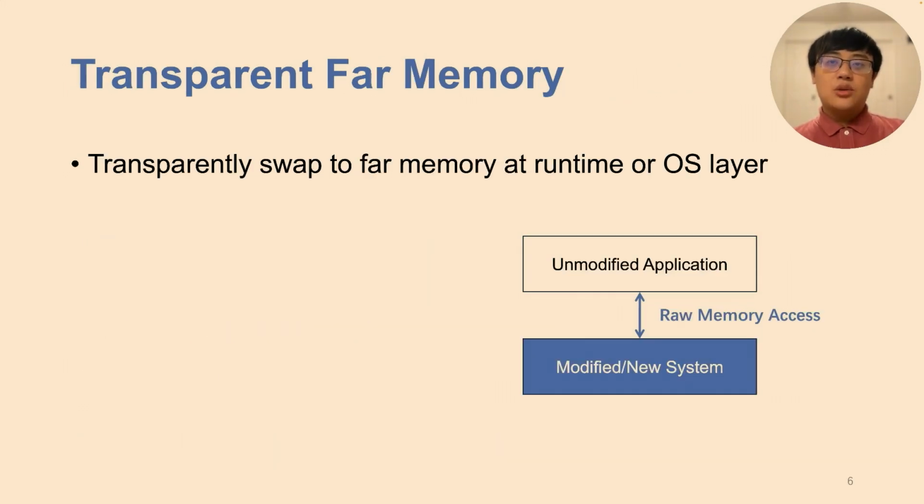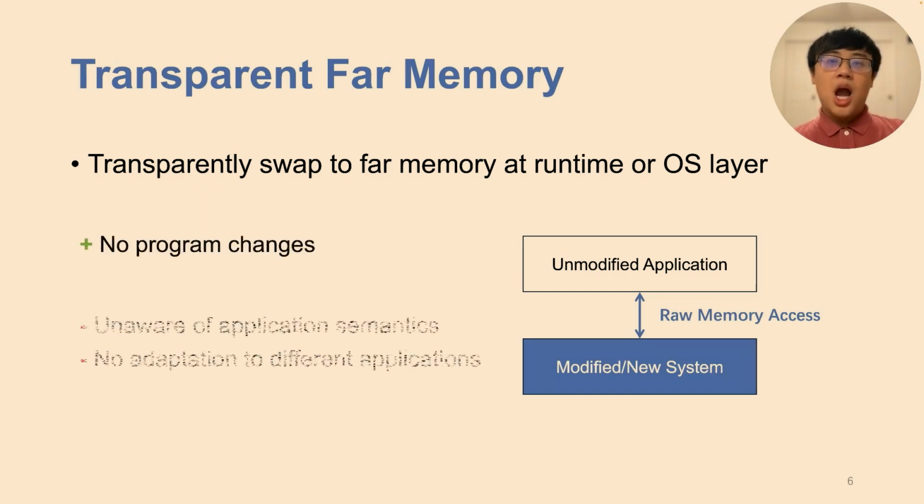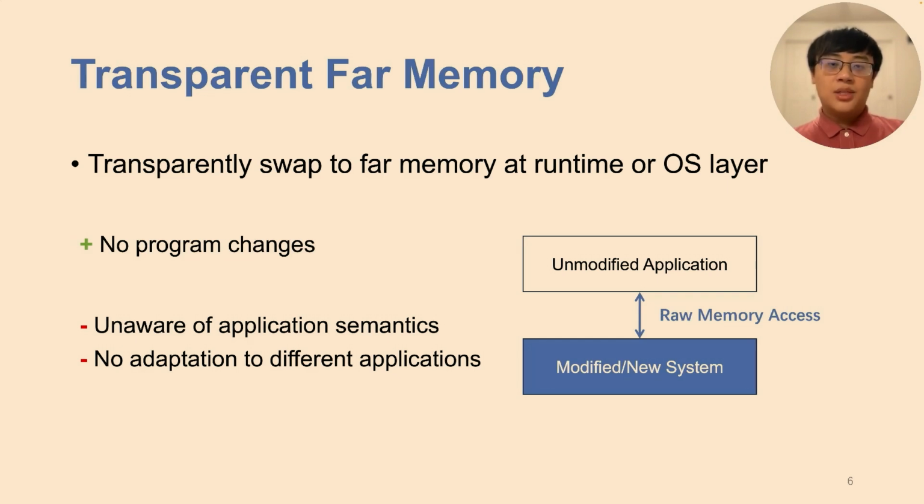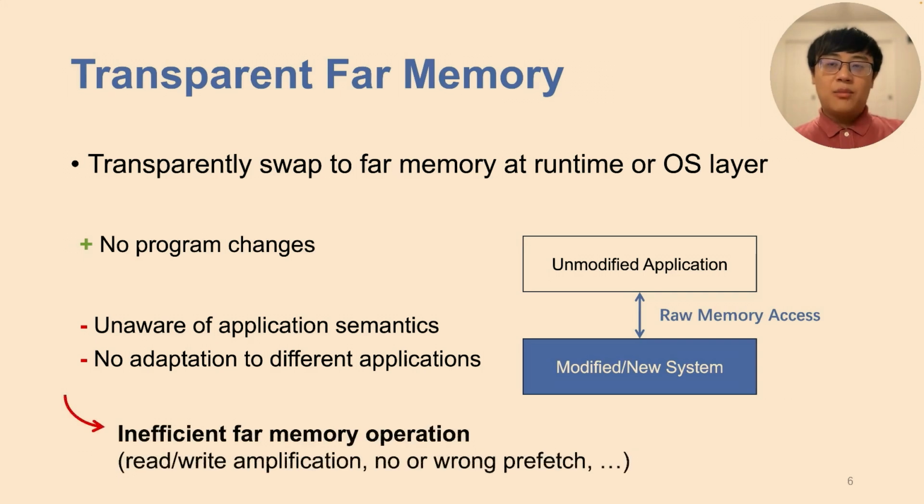In contrast, transparent file memory systems transparently swap local memory to file memory at the runtime or operating system layer. This requires no program changes at all. However, it is unaware of what the application is doing and has no adaptation to different applications. This means that it always keeps a single set of caching and accessing policy, which could lead to inefficient memory operations at runtime, including fetching or writing unused data to remote, and no or even wrong prefetching.